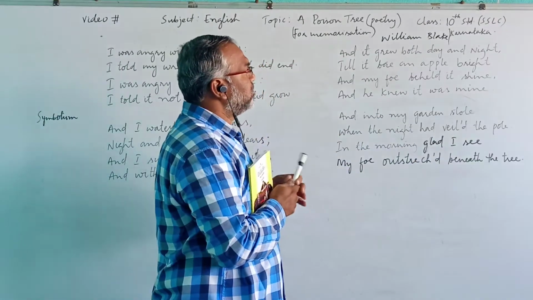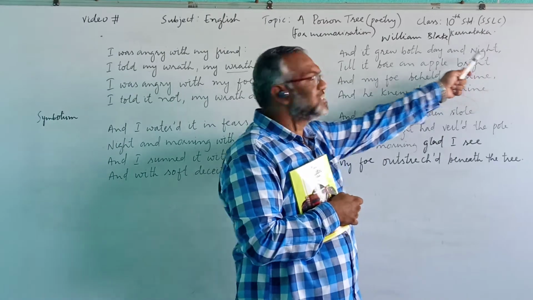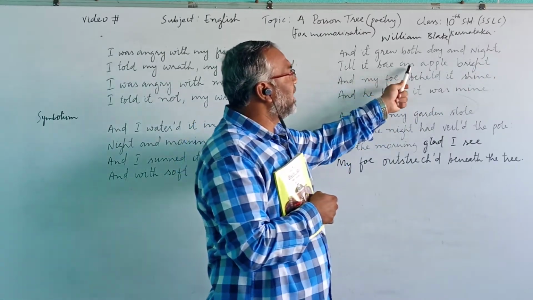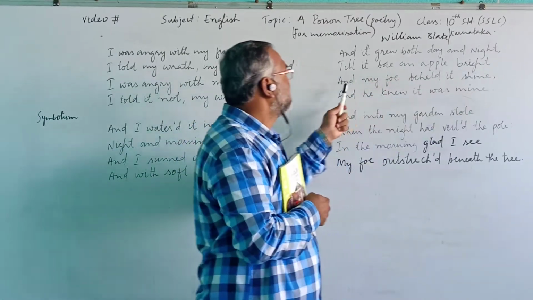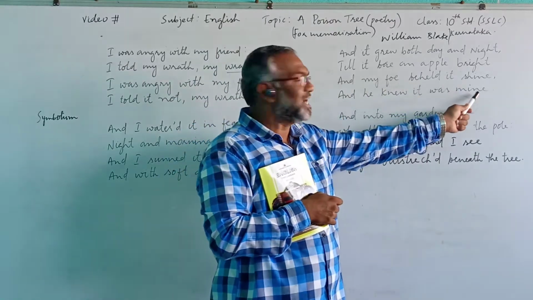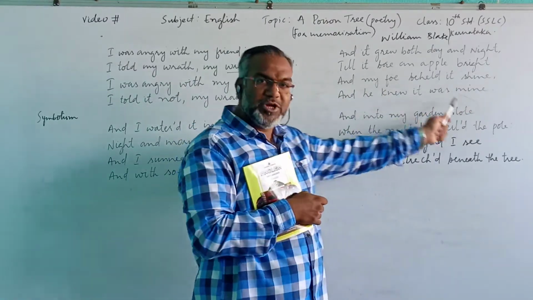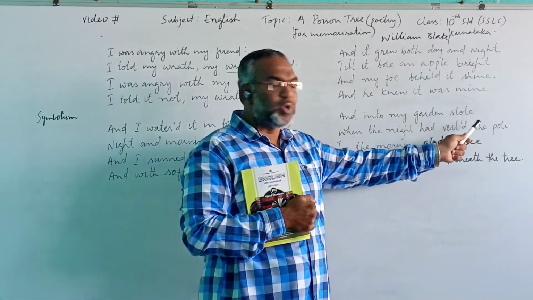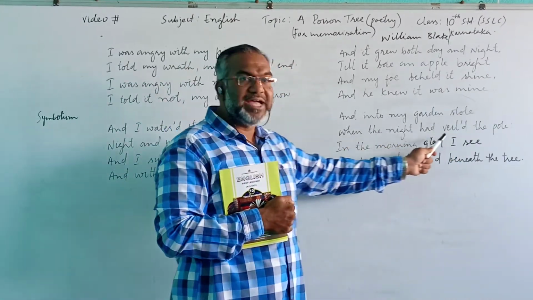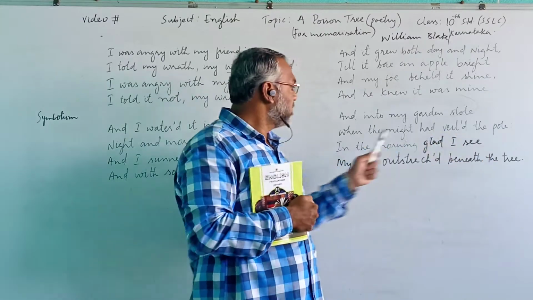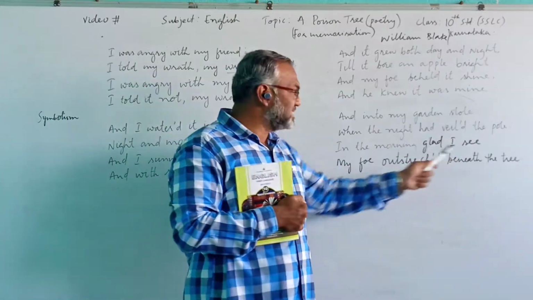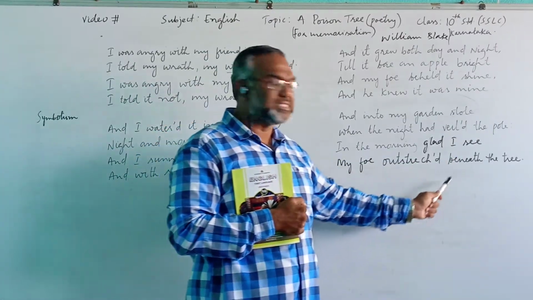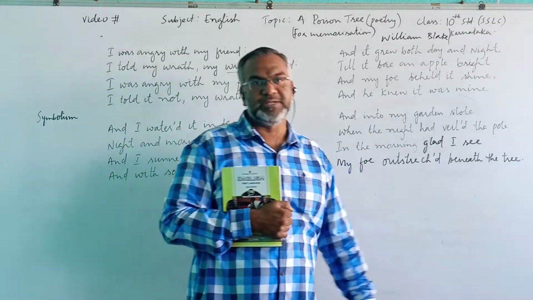And it grew both day and night till it bore an apple bright. And my foe beheld it shine, and he knew that it was mine. And into my garden stole, when the night had veiled the pole. In the morning glad I see my foe outstretched beneath the tree.